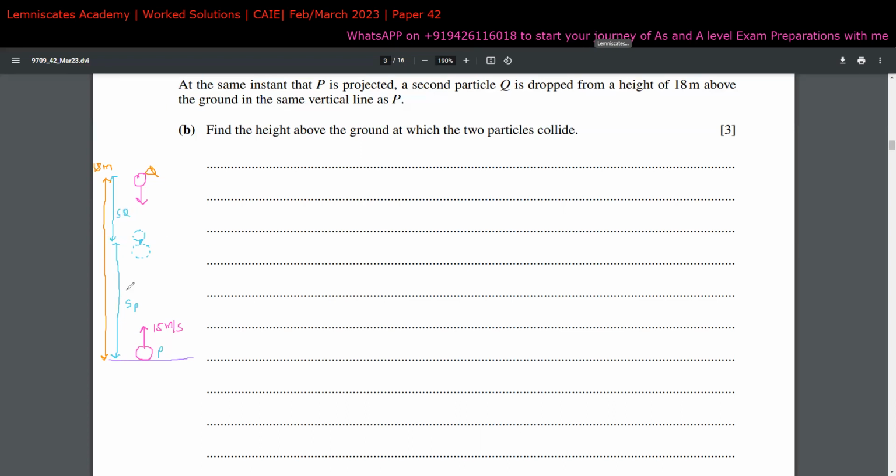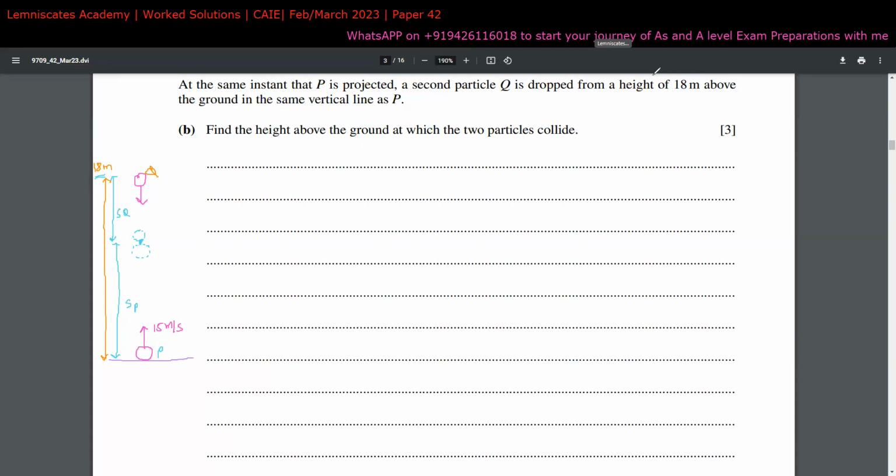Now from this SQ and SP, if we add them together, the total should come out to be 18, right? Because that's the total height. Because it's going to intersect in between, or they're going to collide in between. We know that the height that P has traveled before the collision and the height that Q has traveled before the collision, the summation of that, the total of that will be this plus this, which is, as you can see over here, 18.